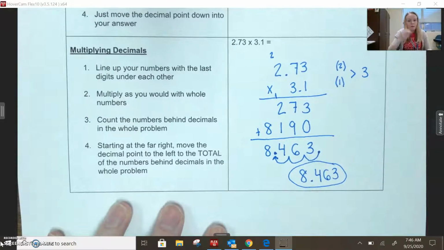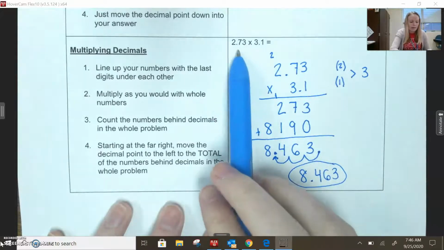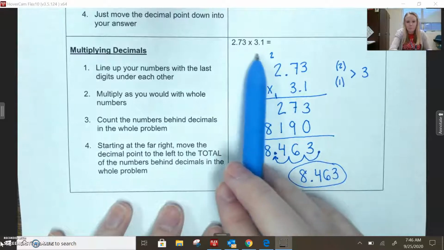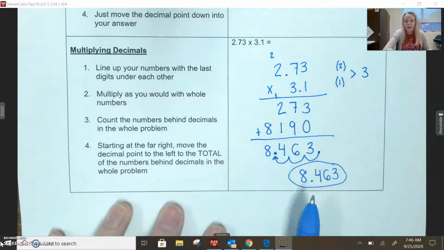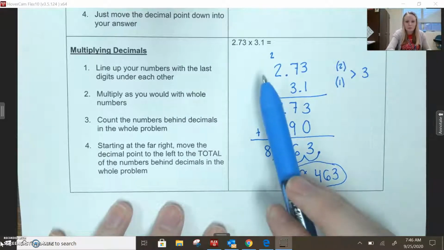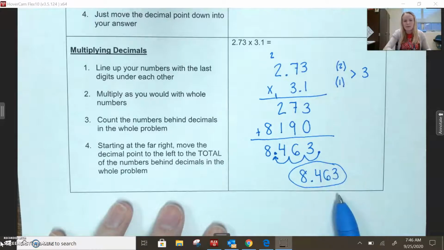Okay? So even if you estimate it again, about 2, about 3, you want to be somewhere around 6. You're not going to want to have 84. You're not going to want to have 846. So that's why it's important that you go back and look to see if it makes sense that your answer is somewhere around there.